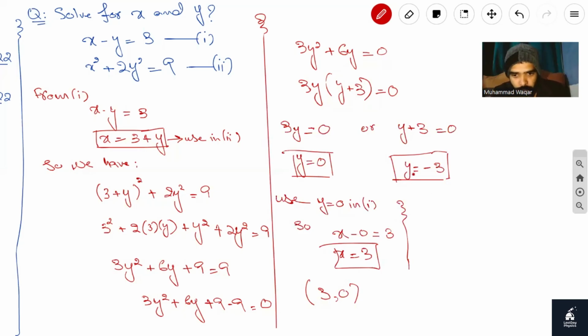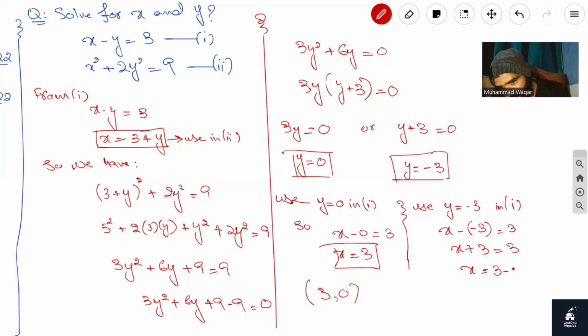Okay, we will get another solution set as well for x and y. If we use y equals minus 3 in 1, we would have x minus into minus 3 equals 3, which would be x plus 3 equals 3. And then we need to find x, so take plus 3 to the other side, eliminating it from the left side. So it would be minus 3 on the other side. x is 0. So clearly if we use y equals minus 3, we get x to be 0. We get another solution set which is 0 and minus 3.